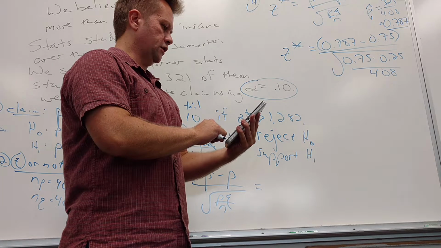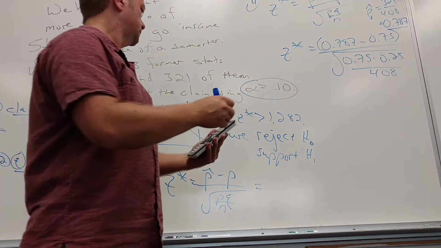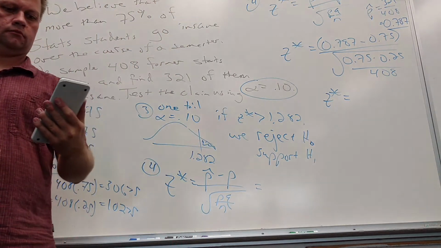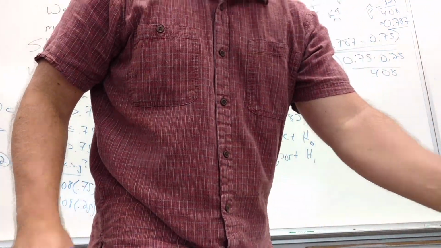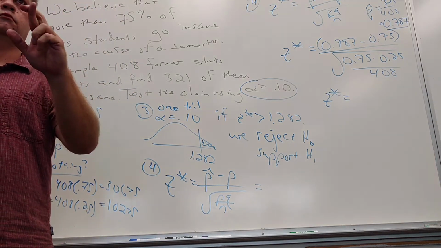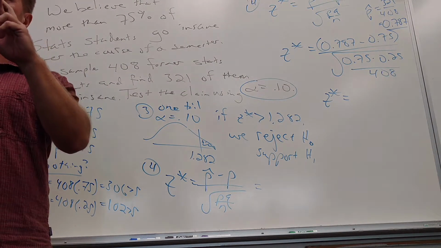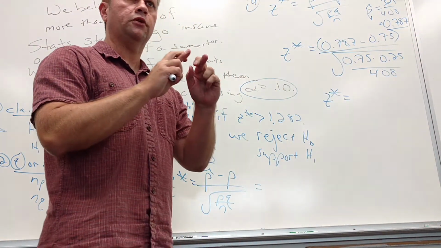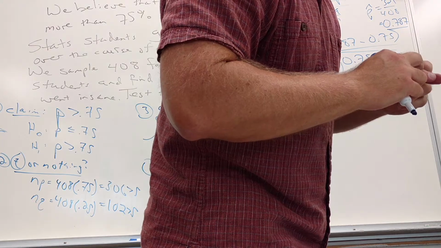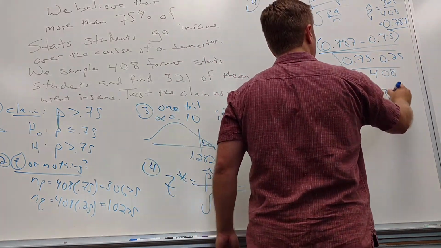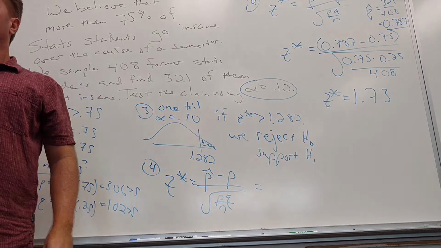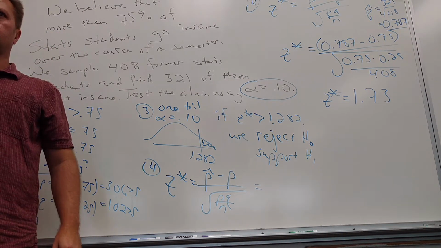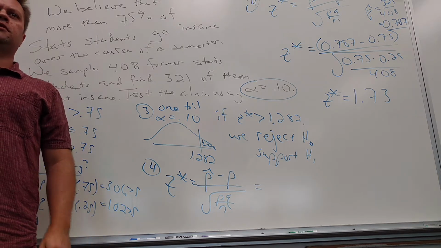I'm curious how this comes out here. What'd you guys get? Anybody get that? 1.76. 1.7. I got 1.73. 1.73. Let's see who remembers this. Can you take a second and find the p-value for that? You're all like, dude, I don't know.